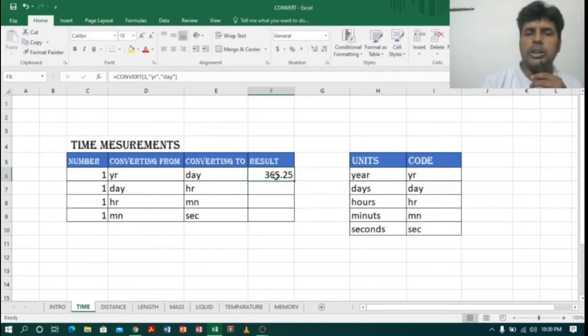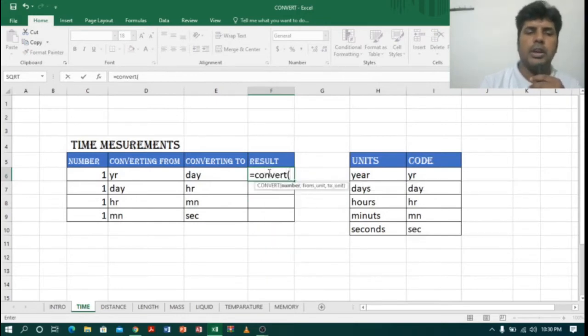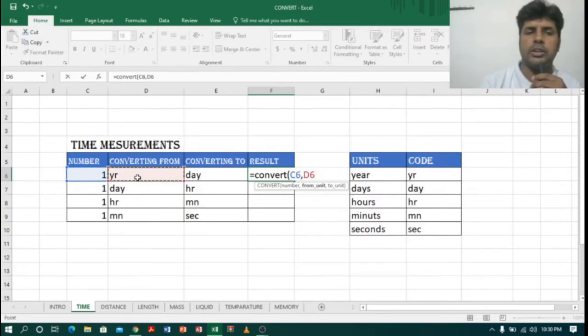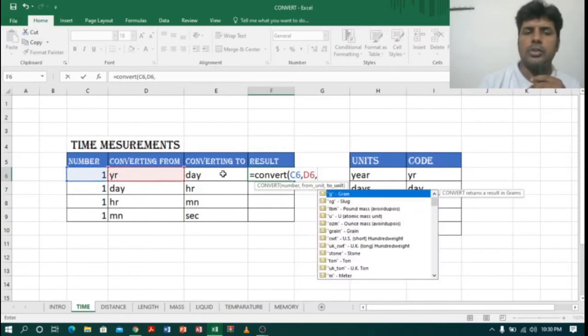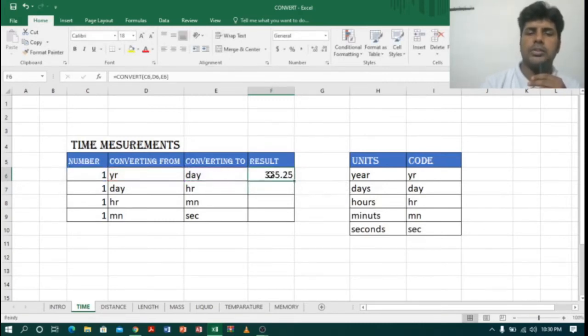So you can directly take the number, year, day, or you can also use another way. This time I will use the CONVERT function with cell references. I have a 1 here, so I will select cell C6, next the year, so I will select D6. Next we want day, so I will select E6, close bracket, enter. Nice. So this is another way, and since I already have a ready-made number, year, and day, I can easily convert the year into day.